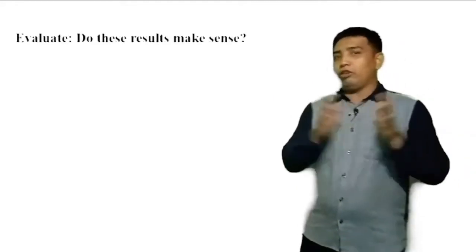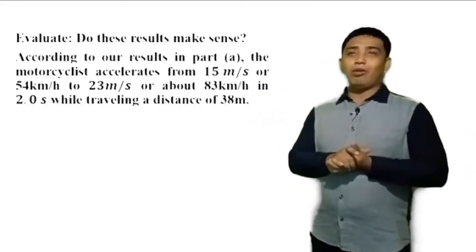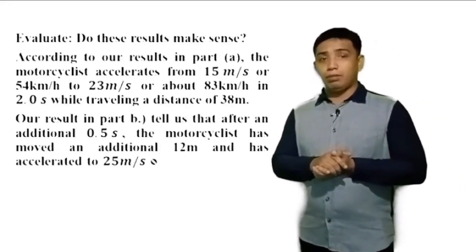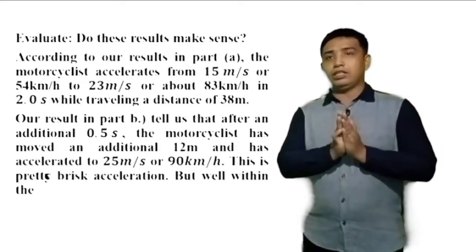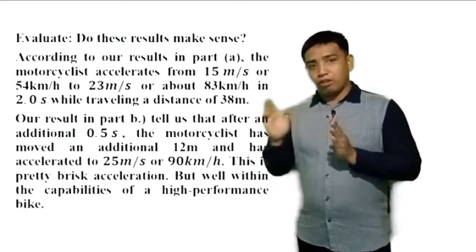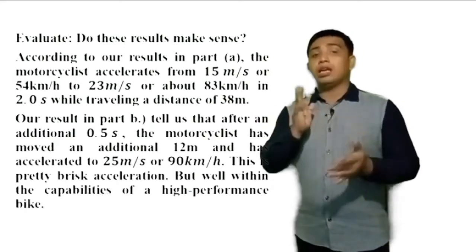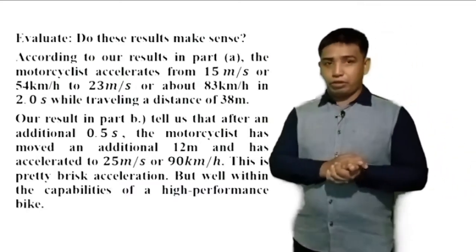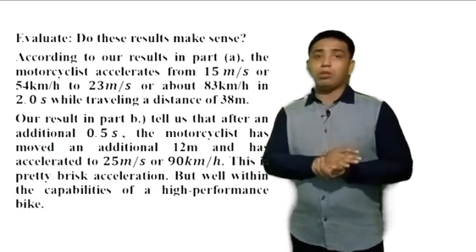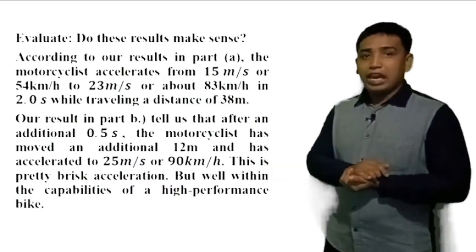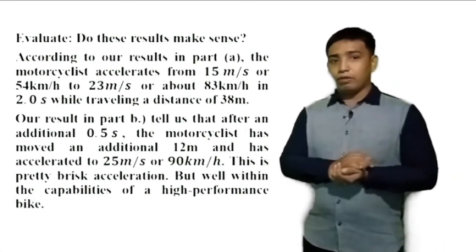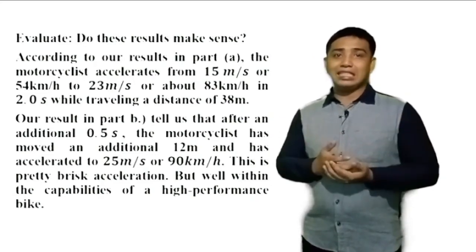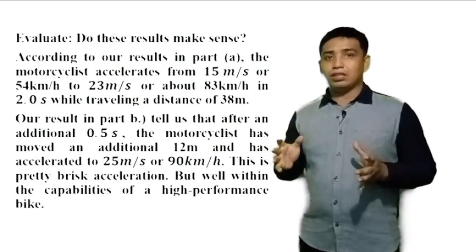Alright, so sort of a reality check. According to our results in part A, the motorcyclist accelerates from 15 meters per second, which is our initial velocity, and if we convert it to kilometers per hour, we will find out that it is 54 kilometers per hour. And then it accelerates to 23 meters per second after 2 seconds. We convert it again to kilometers per hour, and we'll find out that it's 83 kilometers per hour. From 54 it became 83. That means our motorcyclist gains much speed. Alright, so it becomes faster.